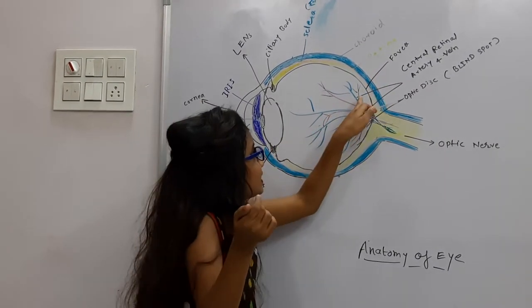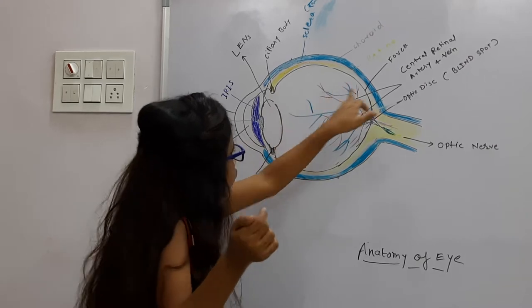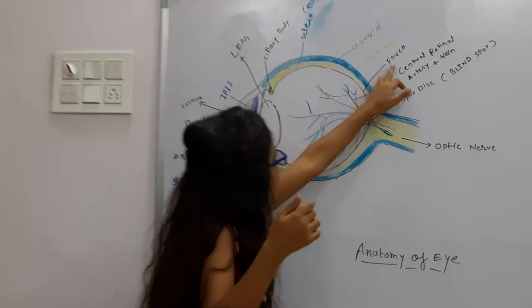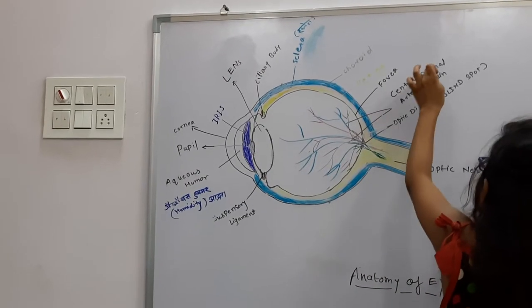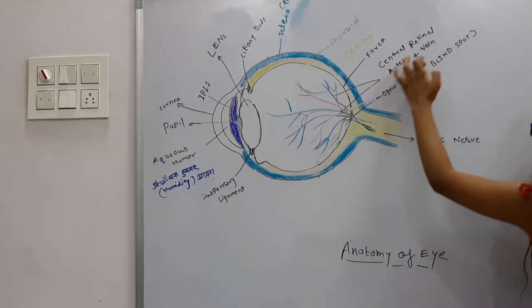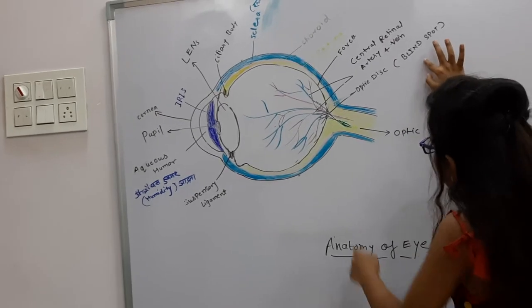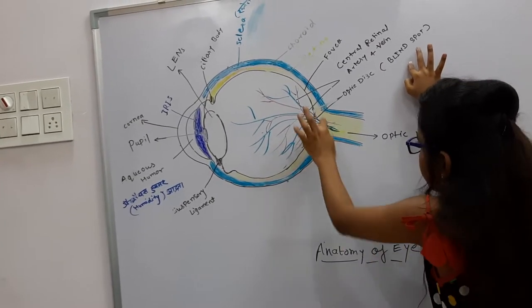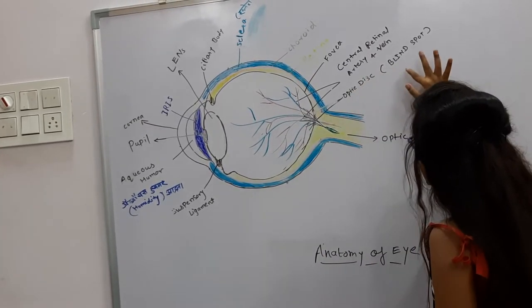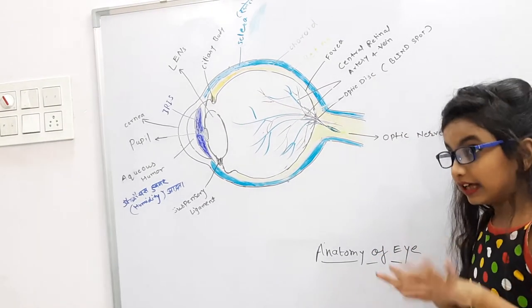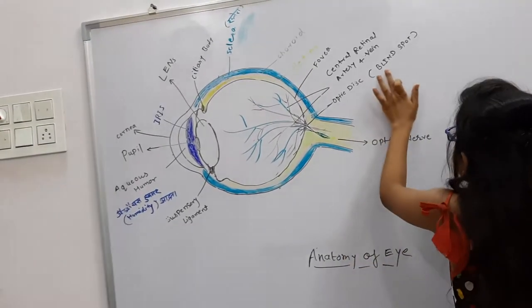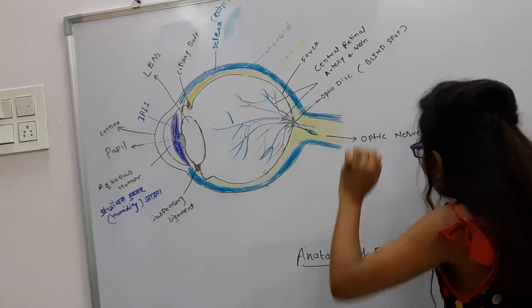This black body is known as the fovea. Central retinal artery and vein, these blue and red lines. And this point is known as the optic disc, and another name for it is the blind spot.